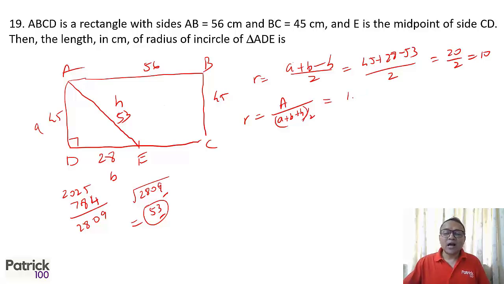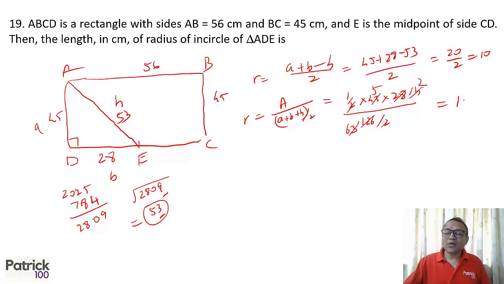Area is half into 45 into 28, and the perimeter sum is 45 plus 28 plus 53. 53 plus 45 is 98, 98 plus 28 is 126, so 126 upon 2 gives the semi-perimeter 63. Cancelling, 2 goes in 28, 14 times, 7 goes and 9 goes. From that also you can get 10.